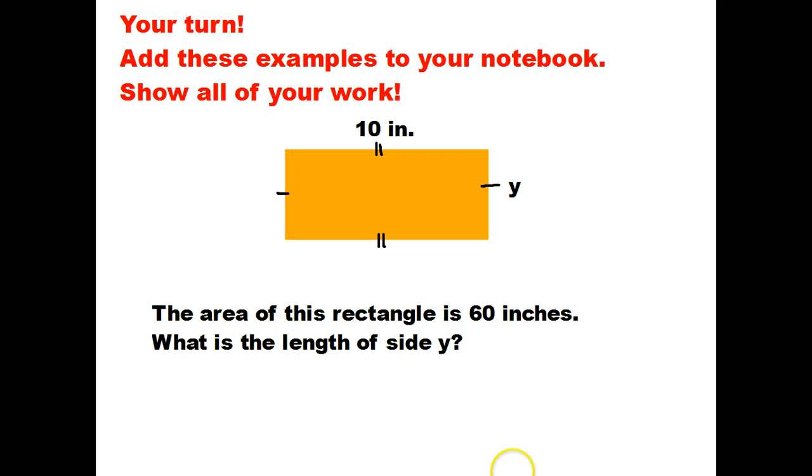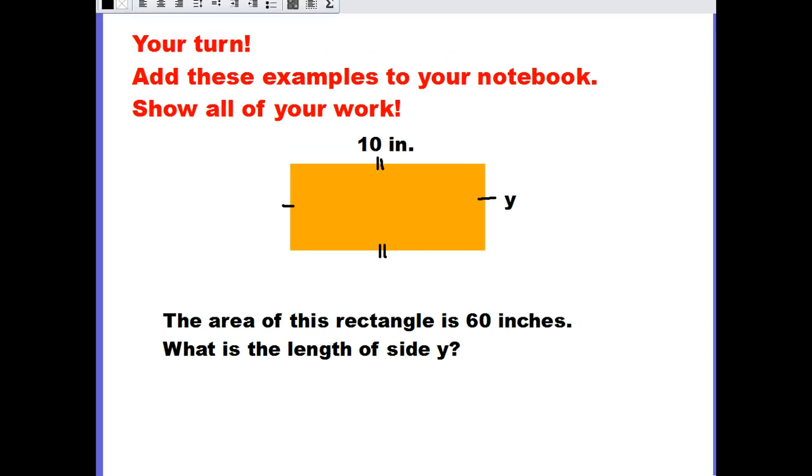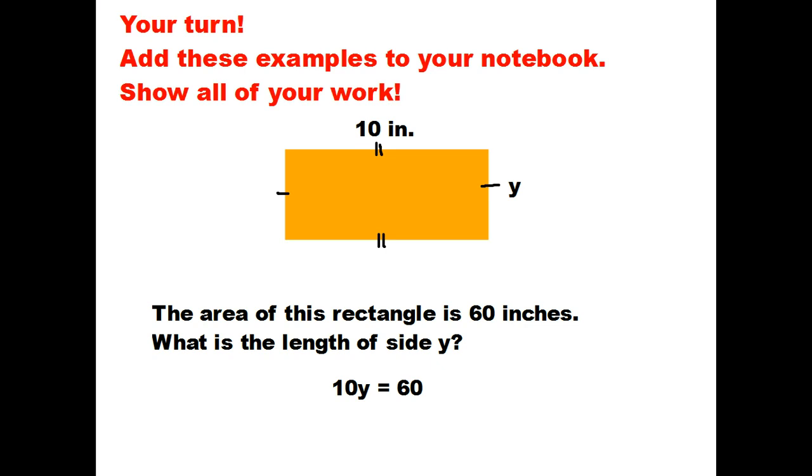So what did you get? You knew that if you would multiply 10 times y, you would get an area of 60. So there's that equation. In order to find the value of y, we're going to have to work the opposite function. So we're going to divide. We're going to take 60 and divide it by 10. 60 divided by 10 is y. 60 divided by 10 is 6. And the length of side y is 6.